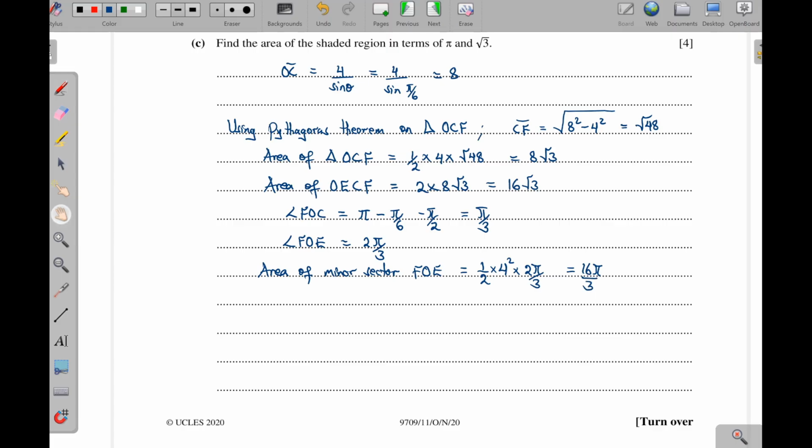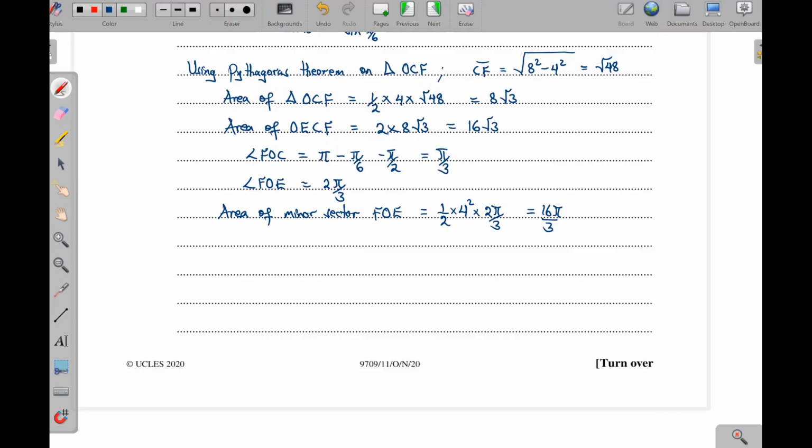Then from there, the shaded area shall be equal to area of this quadrilateral we got, this one here, then minus area of this segment. So we shall have 16 root of 3, then minus 16 pi over 3. If I want, I can put the 16 outside, then you have root of 3, then minus pi over 3 square units. And that is that.